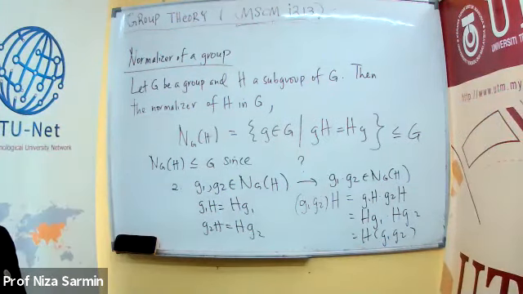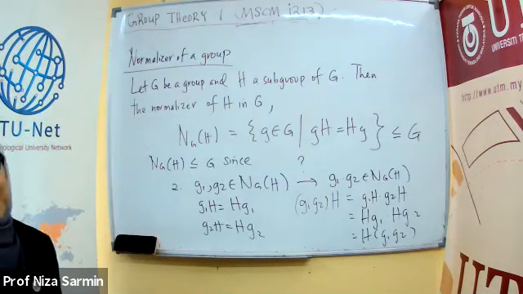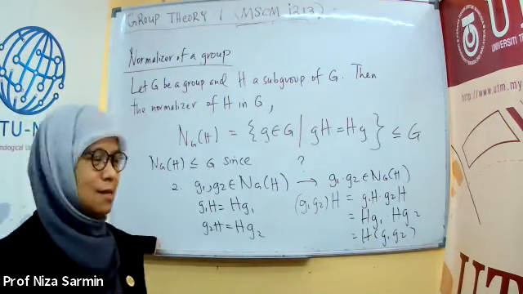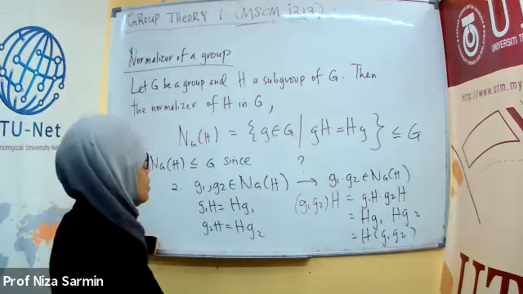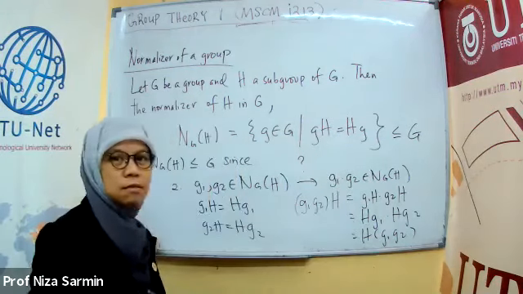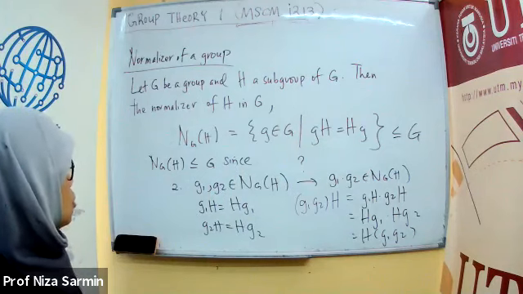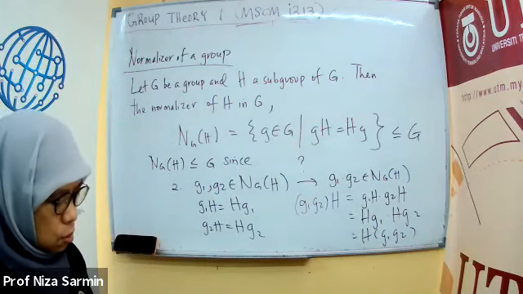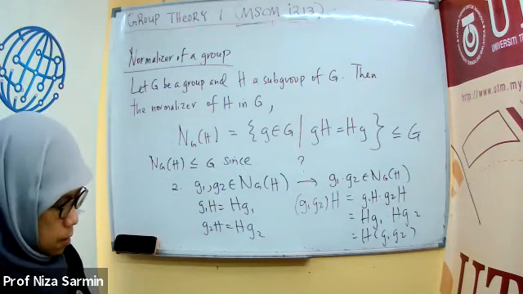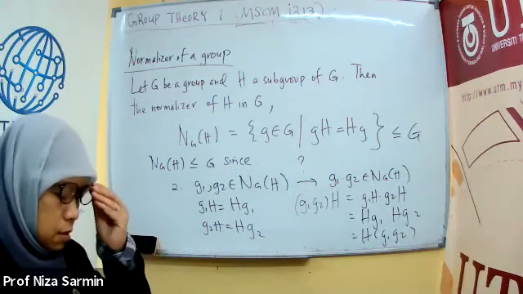So third one, inverse, I think you can do it. It's the inverse. Just bring it to the other side. Okay, so it is a subgroup. That is the normalizer.